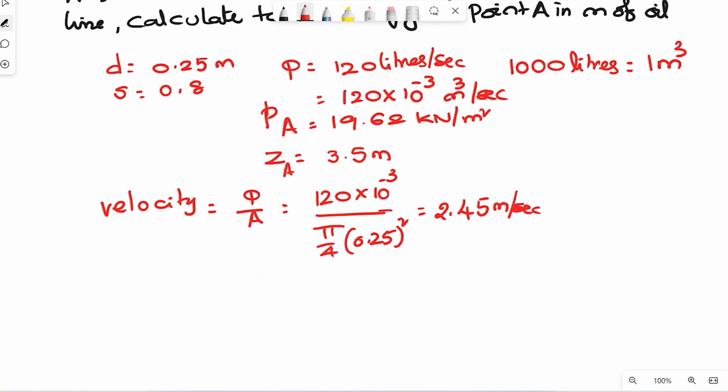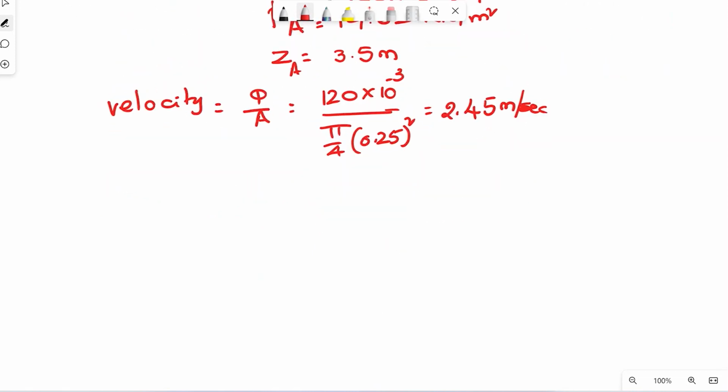Once velocity is known, then let us go into Bernoulli's equation. What is Bernoulli's equation? It is P by gamma plus V squared by 2G plus Z. This is the total energy, that is what the question asks. This total energy is constant, that is Bernoulli's equation.